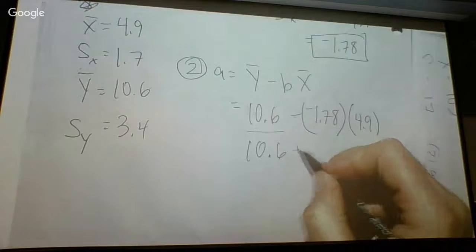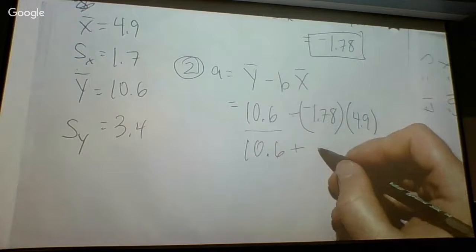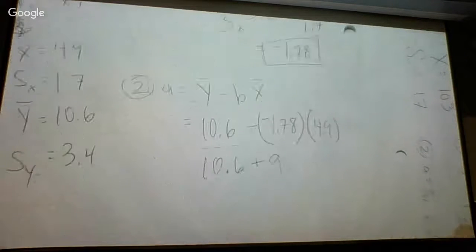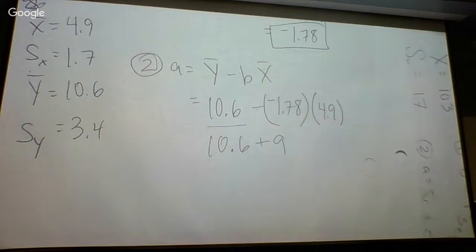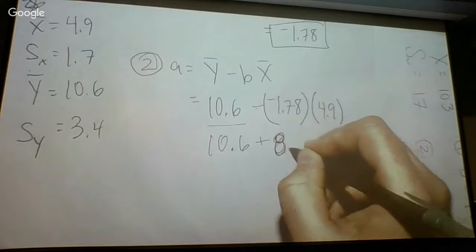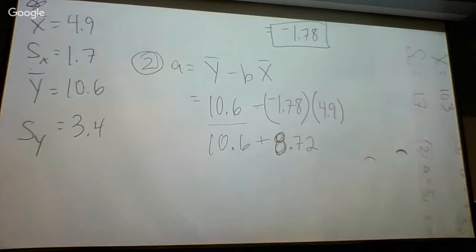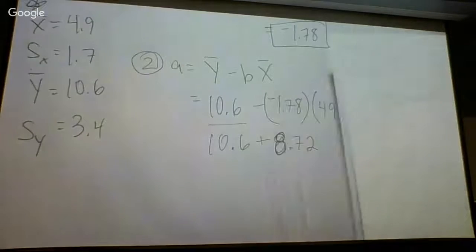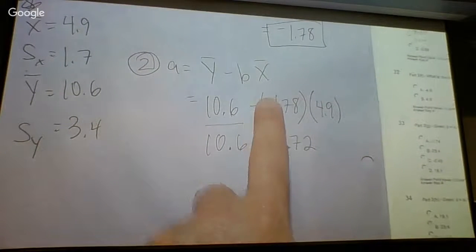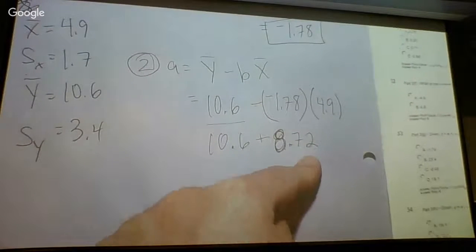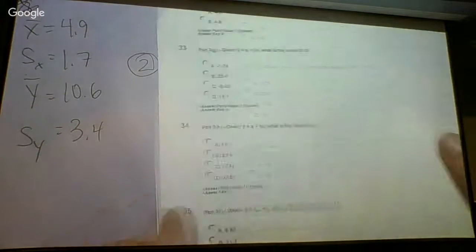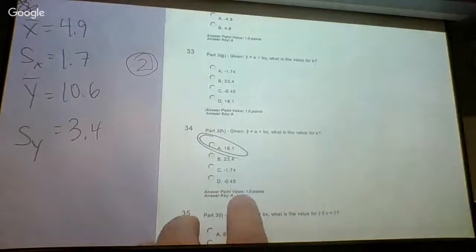Because minus and minus means plus. So I actually get a value here of something around 9. By the way, what is 1.78 times 4.9? 8.72, kind of like 9. When it's multiple choice, don't waste your time with all that rounding. Find something that's close. 10.6 minus a negative means plus, so it's 10.6 plus 8.72. Value for A, something around 19.